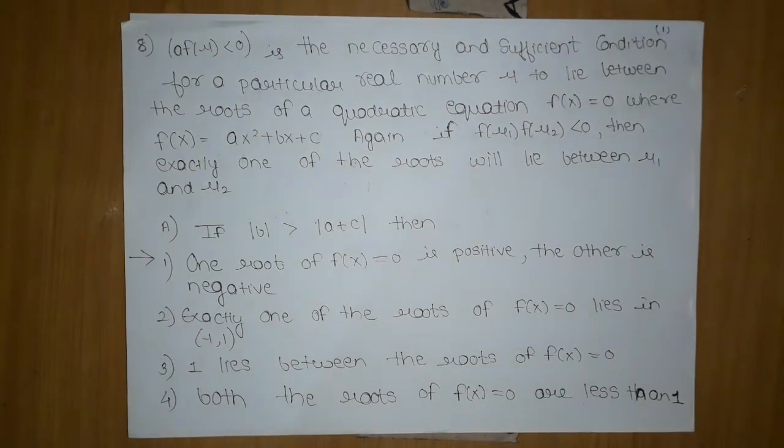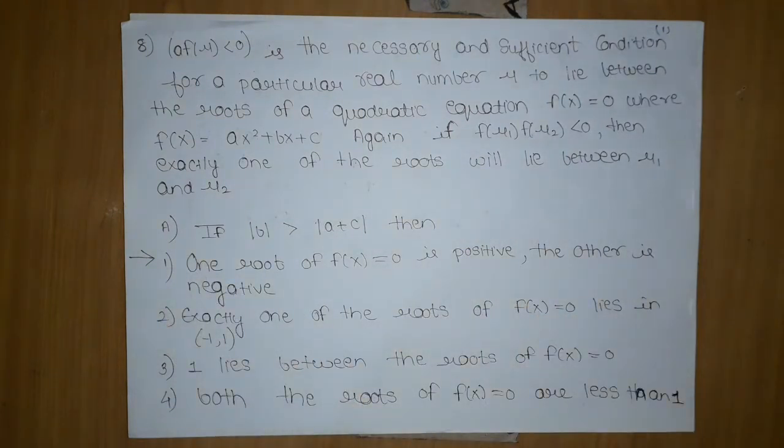Now f of x equals 0, where f of x is as given, and f of mu1 into f of mu2 is less than 0. This means either one of them will be positive and the other negative, only then will the product be negative. So one root will exist between mu1 and mu2. Exactly one root will lie between mu1 and mu2. That is what they are telling.